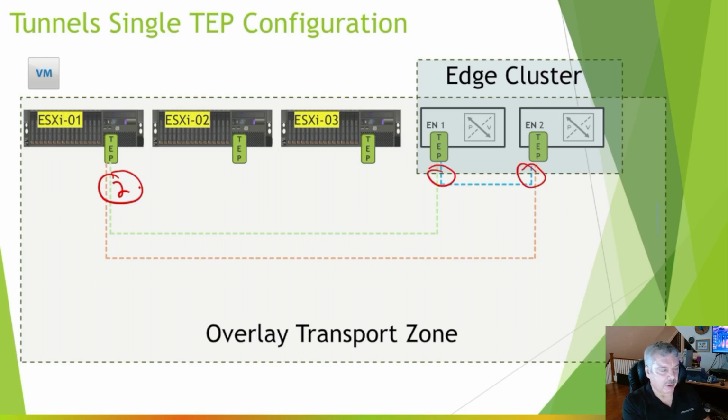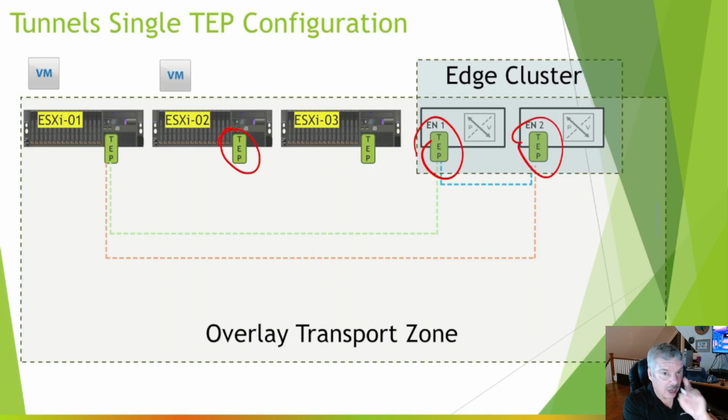If we power on another VM on a different host, again, I don't care if I power on more VMs here, it's still going to look like this, okay? If I power on another VM on, let's say, host 2, there we go. Guess what? This TEP now needs to contact the edges. Also, this TEP needs to be aware of that TEP as well, so they need to be able to talk to each other. So you'll see some tunnels get set up.